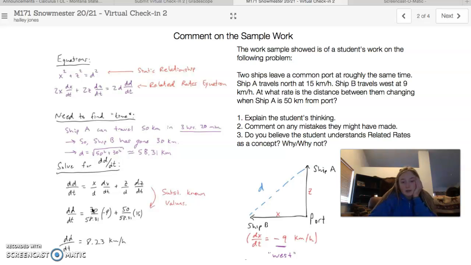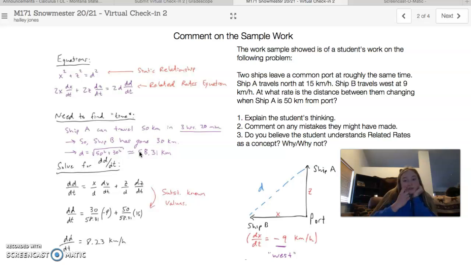And they got 8.23 kilometers an hour, which is wrong because they have the -9 here, and they also completely set up the equation wrong, even though they had it up here. But I got the rate is 17.49 kilometers an hour, or 17.5 kilometers an hour.